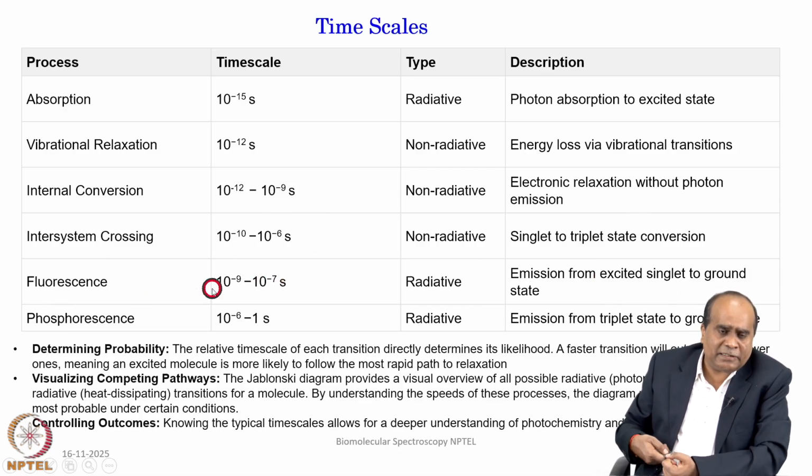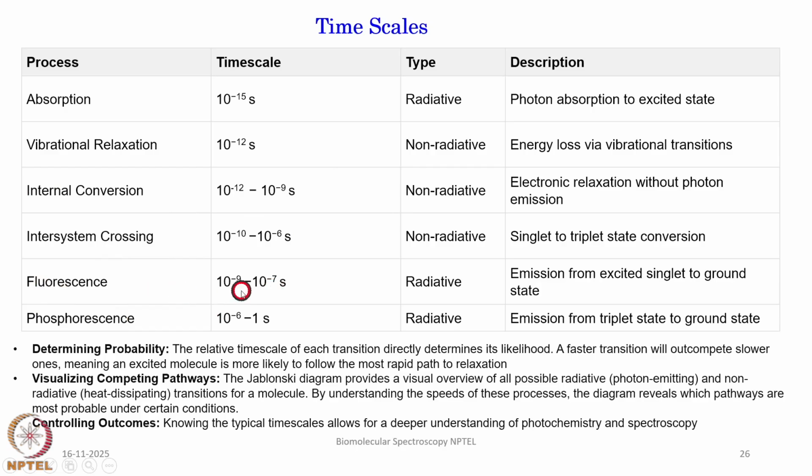Then there are two radiative processes that we have seen. One is fluorescence, which happens on a nanosecond to microsecond time scale, and it is a radiative process. Emission happens from the excited singlet state to the ground state. The other one, which is slower, is called phosphorescence. Here the time scale is microsecond to several seconds, and it is radiative. So, this emission happens from the triplet state to the ground state.